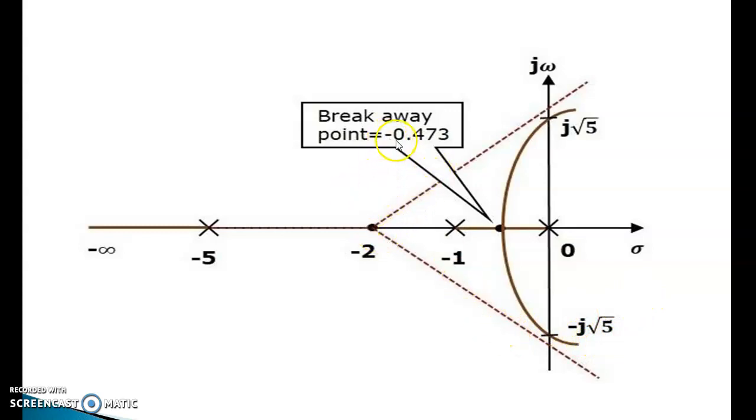The breakaway point is -0.473. So the point from -2 is the breakaway point. The lines are now here. The breakaway point is now this point, that is -0.473. For this point, this is the breakaway point, and this is the angle of asymptotes that originates at the -2 point. So this is the line of the -2 point.